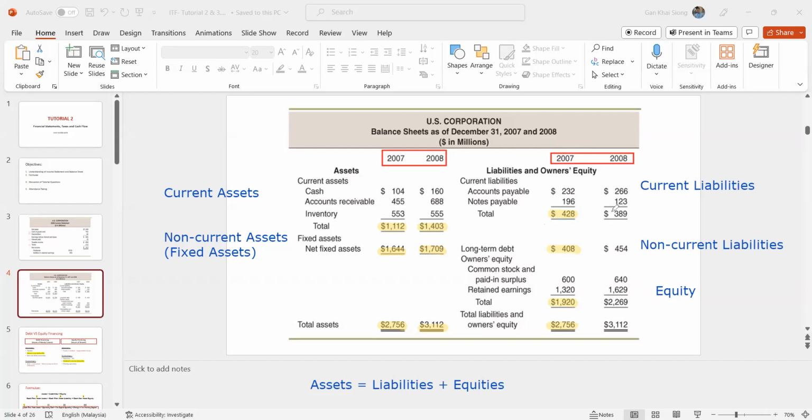Same thing over here in 2008. This is the value for current assets. This is the value for current liabilities and non-current liabilities. And this is the value for equity. When we add it up, this is the amount that is equivalent to the total assets. Okay, so these are the basics that you need to know first in your balance sheet. Later, we are going to form a lot more formulas based on this original equation.